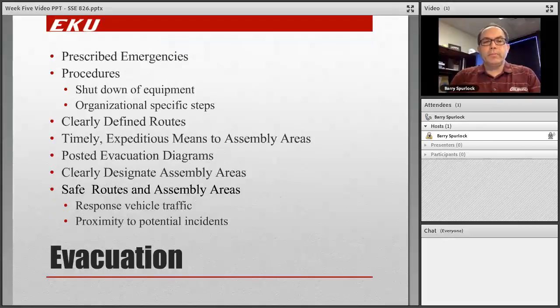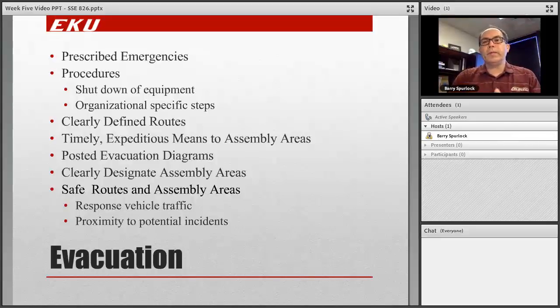Evacuation. Again, we have to have prescribed emergencies. What emergencies warrant evacuation? We need to have procedures. Are there procedures for shutting down particular equipment? I mean, there is some equipment that in an evacuation, a simple turning off or pulling a disconnect lever would go a long way in mitigating loss to the facility or creating further disaster, and it wouldn't impact the safety of the individual evacuating. So we need to consider that.